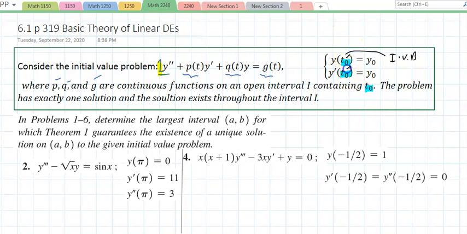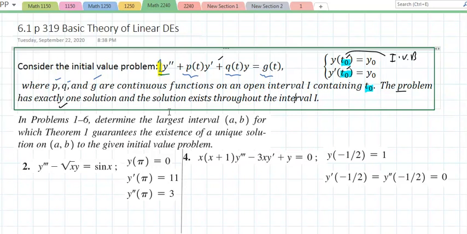If those are not the same, that will be a boundary value problem, which is a lot tougher to deal with. The problem we're talking about has exactly one solution, and the solution exists throughout the interval I. So this is called the uniqueness theorem, really.